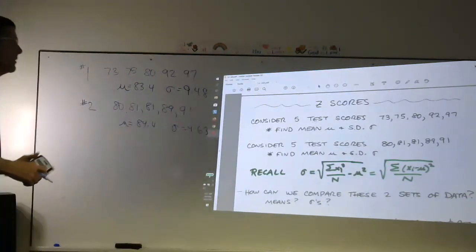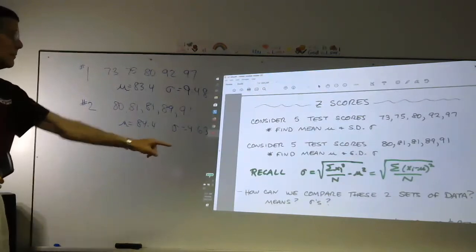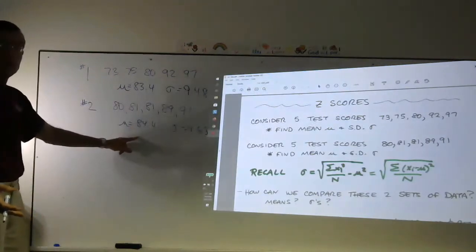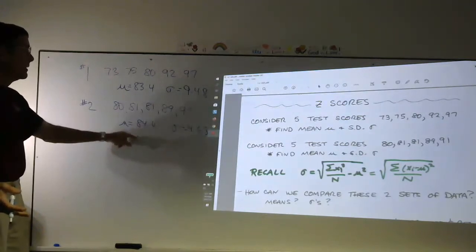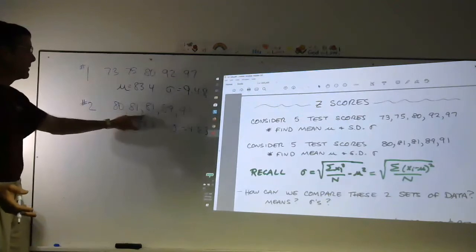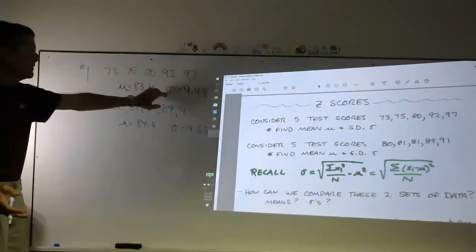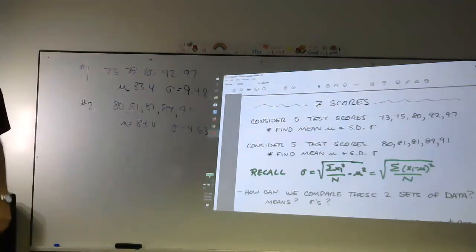Okay, so I've done that. All right. Now the question is, how can we compare these two sets of data? The means are relatively close, but this one has a heck of a lot more spread than this one. You can tell by the standard deviation. It's almost twice what that one is, right?